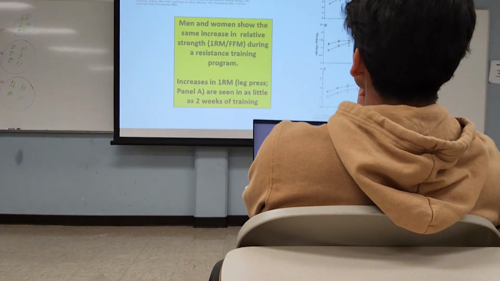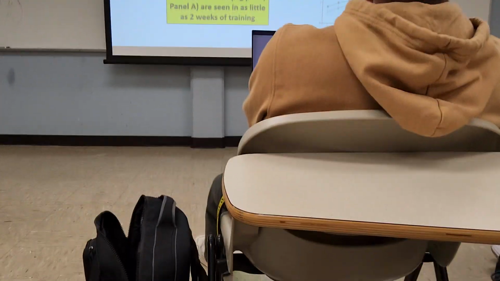But we do know that changes in fiber type happen relatively quickly. We know that adaptations in training happen very quickly. So here they had done repeated testing in men and women for I think 16 weeks, and they saw increases in 1RM in as little as 2 weeks of training. Now we know that part of that is neurological, right? We've already seen that in the last few lectures.